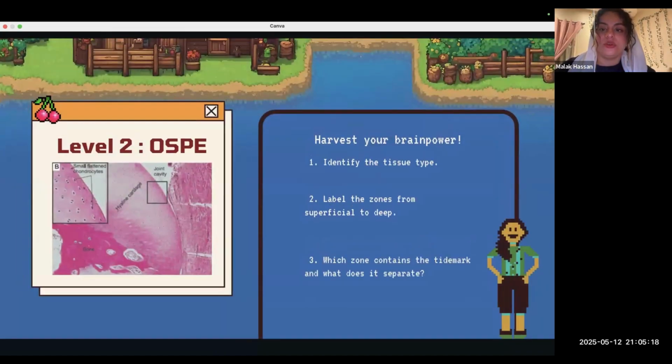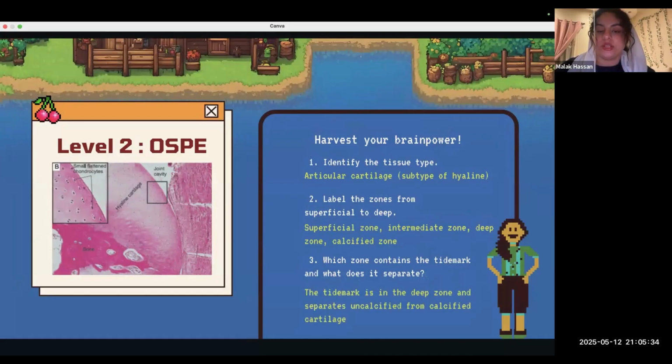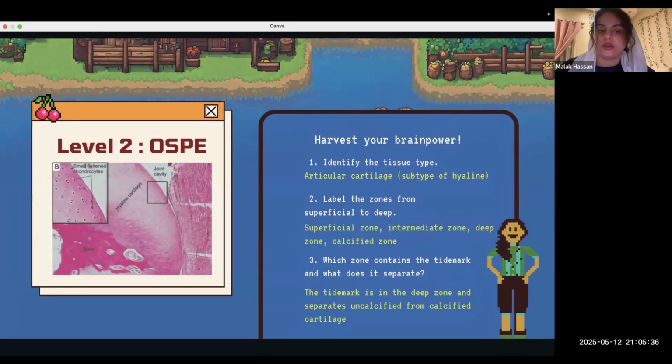Now, level 2. What is the tissue? Articular cartilage. What are the zones from superficial to deep? You have superficial, intermediate, deep, and calcified. Which zone contains the tide mark and what does it separate? Well, it is in the deep zone and it separates uncalcified from calcified cartilage.